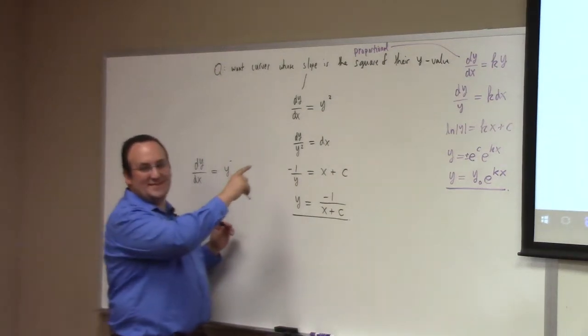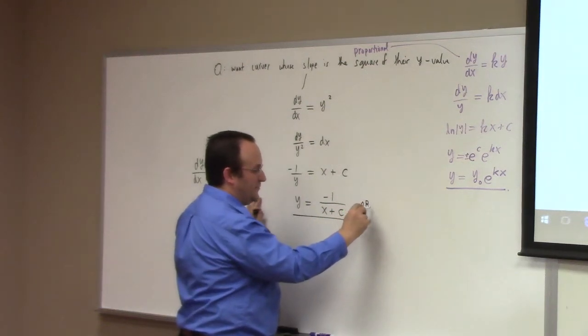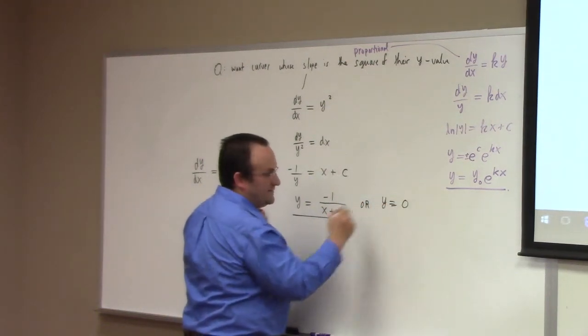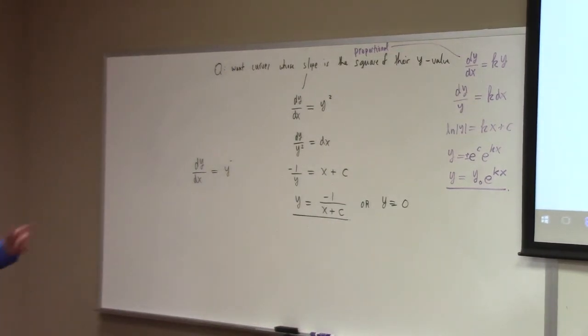What could you say about this, by the way? There's this, or, I almost forgot, y identically 0, right? Ignoring the y identically 0 solution, what can you say about the solutions? Are they increasing or decreasing?